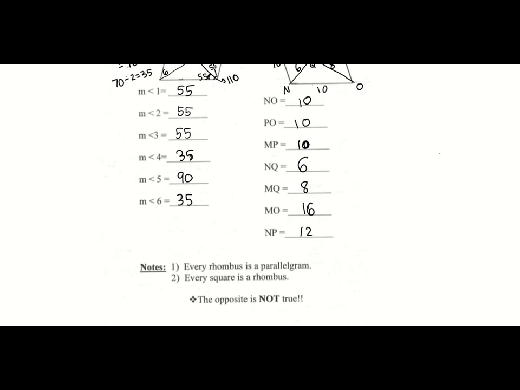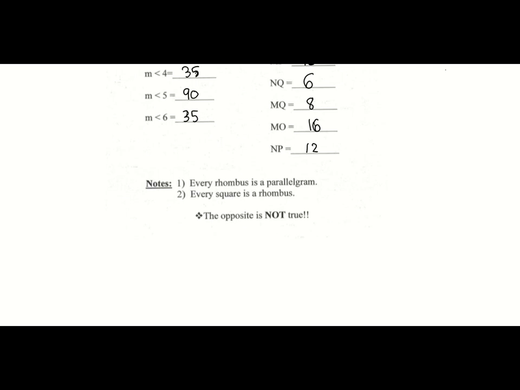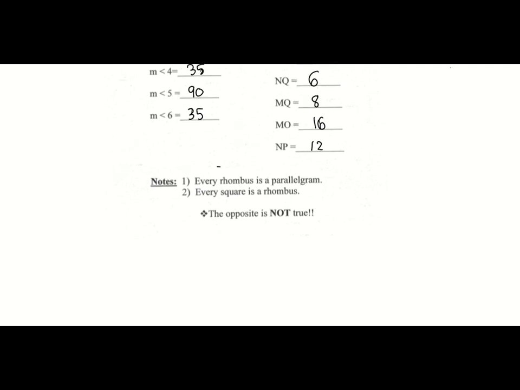Okay? Now remember that every rhombus is also a parallelogram, and every square is a rhombus, but the opposite is not true. Just because it's a parallelogram does not make it a rhombus, and just because it's a rhombus does not make it a square. So it's important to remember those notes.